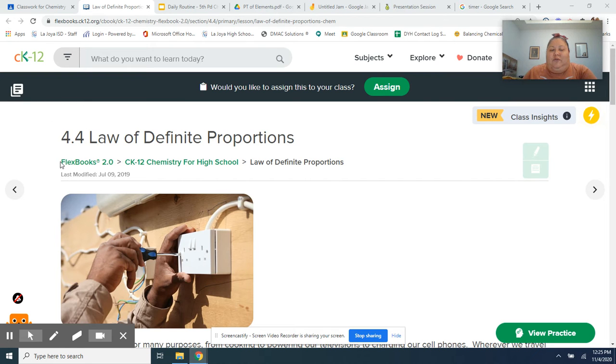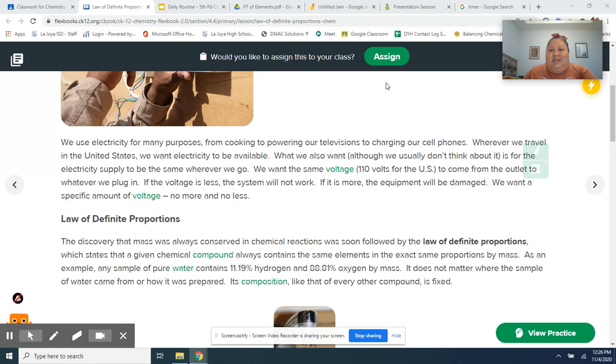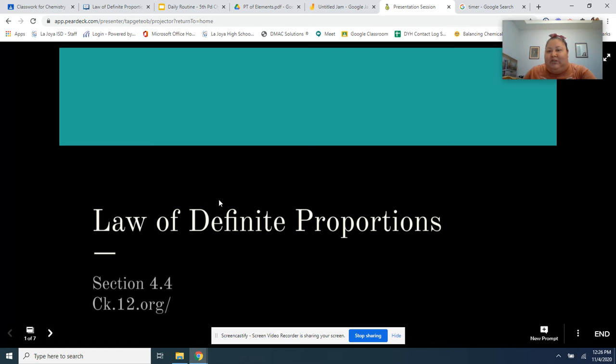Today, we have moved section 4.4, law of definite proportions, to Wednesday. I know I had planned on doing it Tuesday, but I went ahead and switched it. It's the same information that you see here, except you're going to see it in a PowerPoint on Pear Deck. My fifth period students are working with me today, and they are going to be helping me do our presentation. All of the information comes from ck12.org.